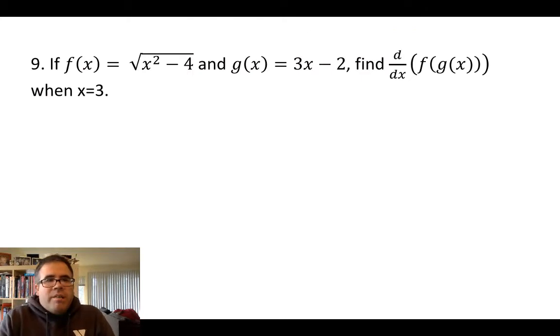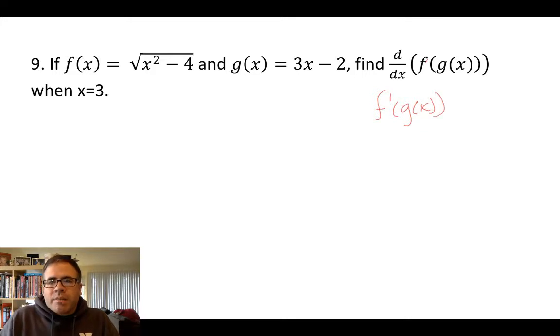We have f of x equals the square root of x squared minus 4, and g of x equals 3x plus 2. Find d dx, so the derivative of f of g of x when x is 3. Okay, now, you can plug in and simplify, and certainly that's a way to do it. But let's just establish what this would be from the chain rule. By the chain rule, the derivative of this is going to be f prime of g of x times g prime of x.